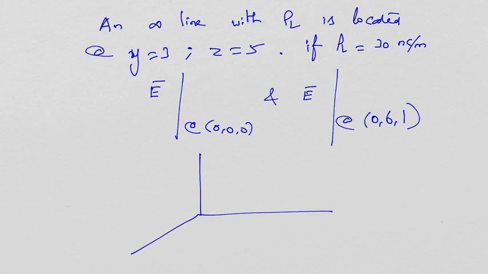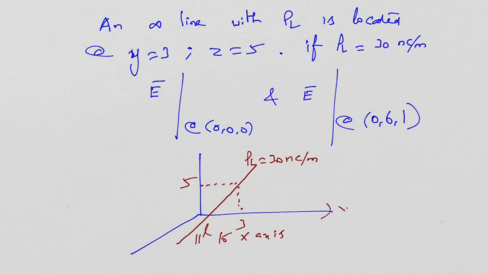So understand this problem, how to represent the given data in a diagram. So rho L is equal to 30 nanocoulomb per meter. Along Z axis it is 5 units. Along Y axis it is 3 units. So it is going to be parallel to X axis. This is Y, this is X, and this axis is Z.